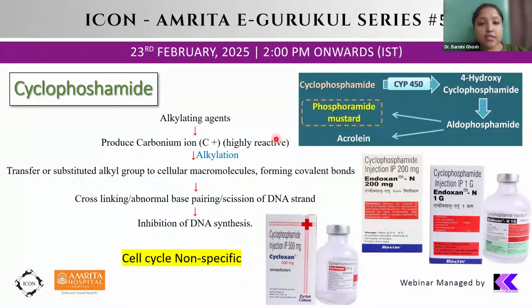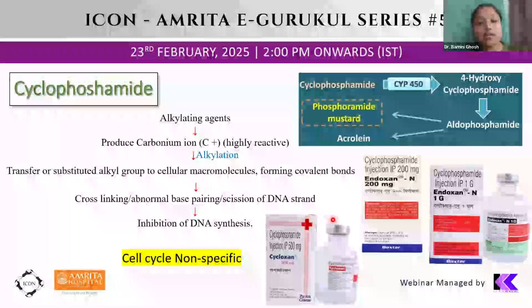So this phosphoramide mustard is actually the reactive agent which results in alkylation of the cellular macromolecules like DNA, forming covalent bonds, and it leads to the formation of interstrand cross-links between the DNA, and this leads to inhibition of DNA synthesis. So this causes ultimately cell cycle arrest and cell death.